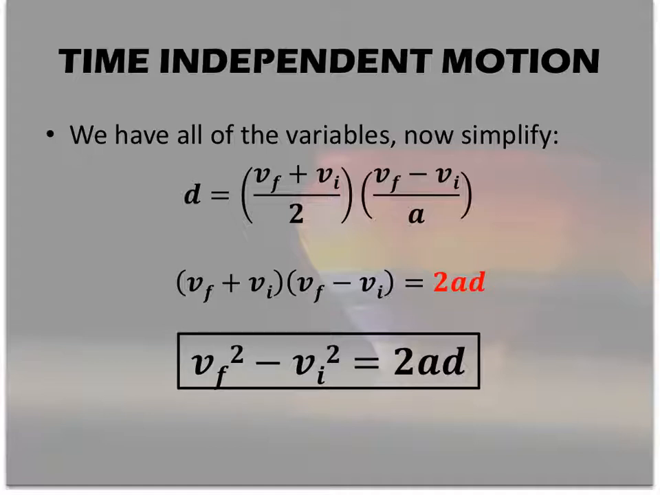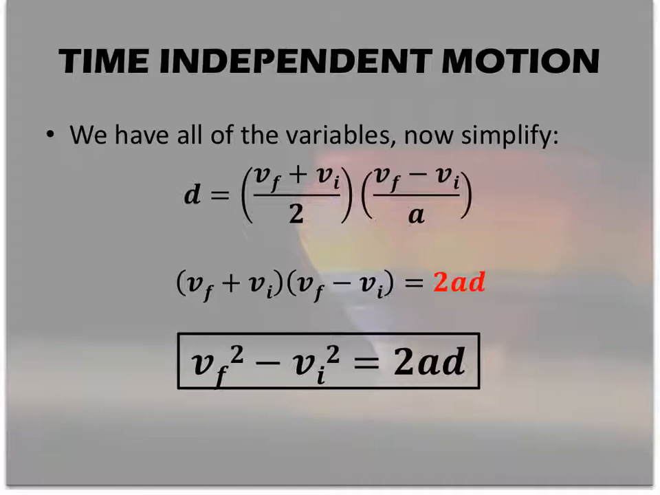I'm then going to use a property of math, which you'll see as the difference of two squares, if you remember that one. And I'm going to take that (Vf plus Vi) times (Vf minus Vi) and reduce it to Vf squared minus Vi squared. Vf squared minus Vi squared equals 2ad. That is my time-independent motion formula. And if you see, there's no time variable in there, it's very cleanly set up.